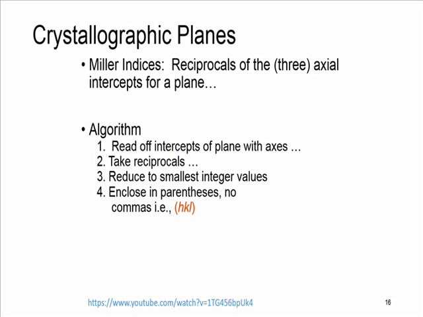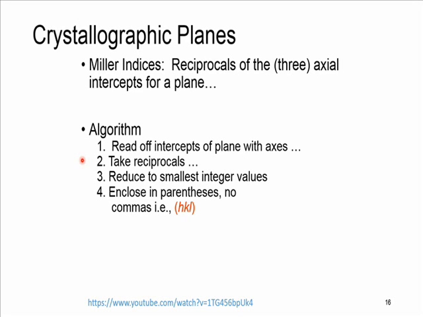Okay, to find the Miller indices, first we have to find where these planes intersect with the axes X, Y, and Z in terms of a, b, and c. Of course, if the plane is parallel to one of the axes, this value will be infinity. After that, we have to find reciprocals of the values found in step 1. Of course, for the parallel case, the reciprocal is going to be 1 over infinity, which is 0. So we will have 3 reciprocals.